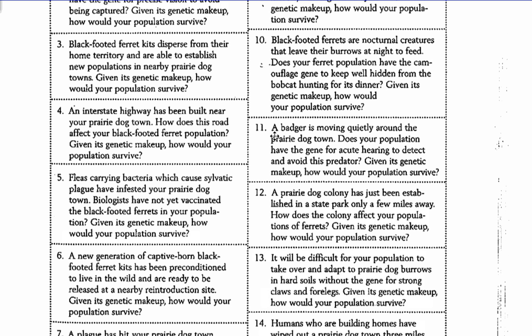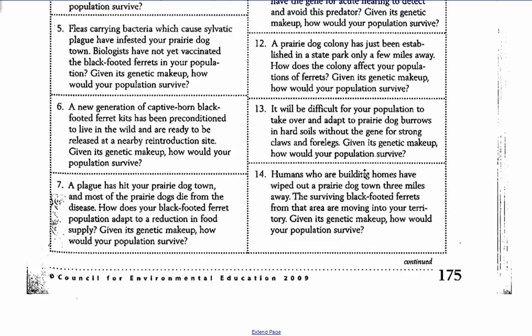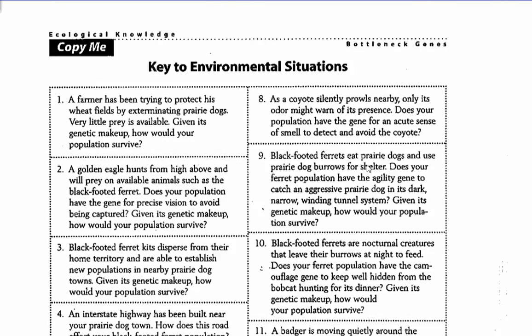So like, let's pick one at random. A badger is moving quietly around the prairie dog town. Does your population have the gene for acute hearing to detect and avoid this predator? Given its genetic makeup, how would your population survive? You're going to take that situation and answer that question about how your population might survive. Does it have the acute hearing trait? If it doesn't, what's going to happen to your population over time as this badger continues to wreck your prairie dog town? Well, could be lots of different things going on here.